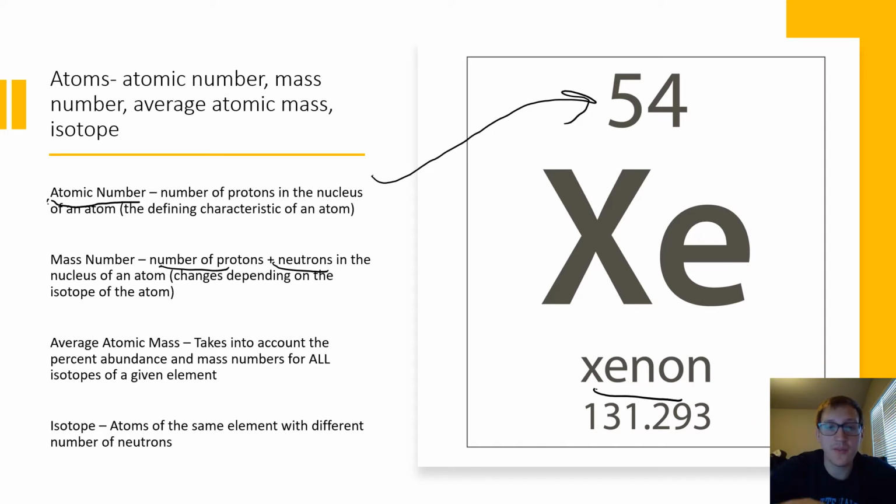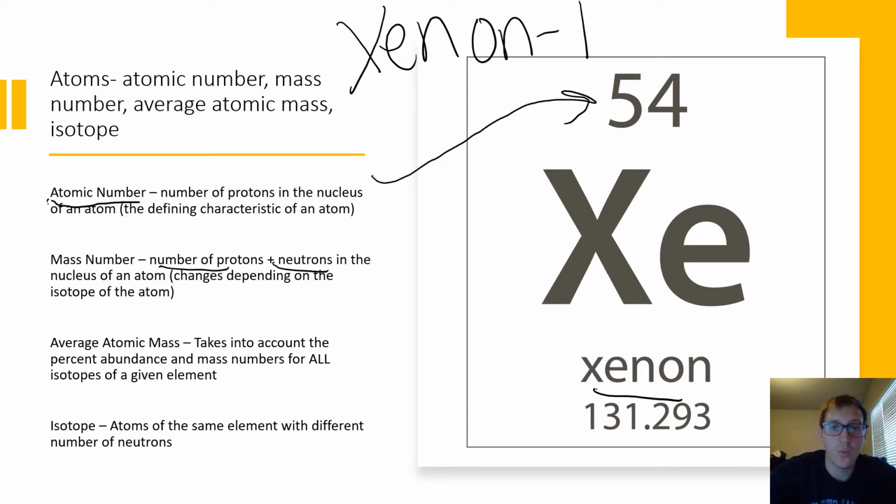So for example, if I said xenon 131, then that would tell me that the mass number is 131 and that there are 131 protons and neutrons in its nucleus. Okay, and if I know that automatically there are 54 protons, I can subtract and figure out how many neutrons there are.